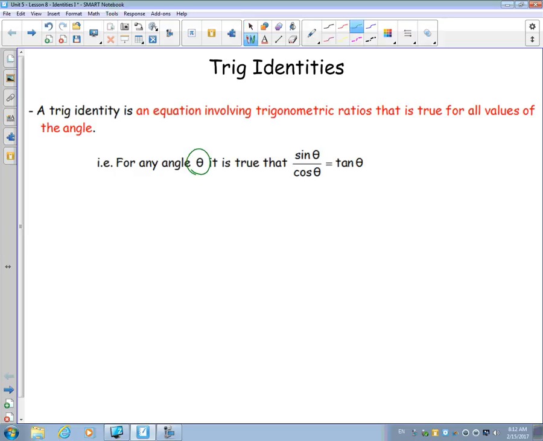So for example, you could choose any angle you want to, and you can show that sine of theta divided by cos of theta always equals the tan of theta. For instance, if we chose, just for fun, theta was 45, you could try a calculator here and see what happens. So the sine of 45 divided by the cos of 45 always comes out to 1. Tan of 45, also 1.